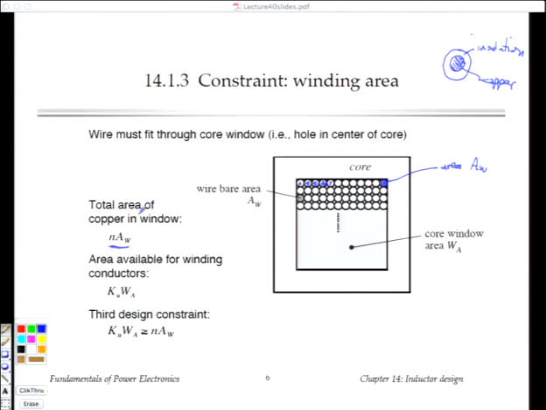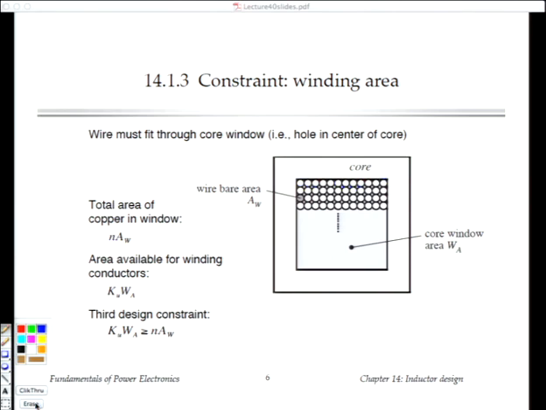Okay, so the total area of copper in the window then is the number of turns times the bare area of one turn. And on the other hand, the core window area is WA, and so we need this area of the copper in AW to be less than the window area. And not only that, but we put this fudge factor here, KU. It's called the window utilization factor, and it's some fraction less than 1. And this is because the wire doesn't pack perfectly in the window area. So we waste space between turns in these little holes here.